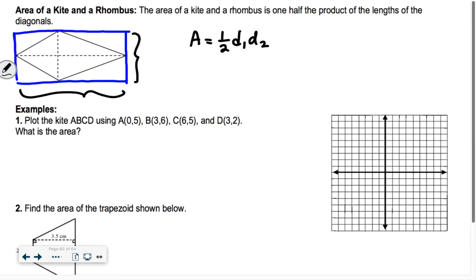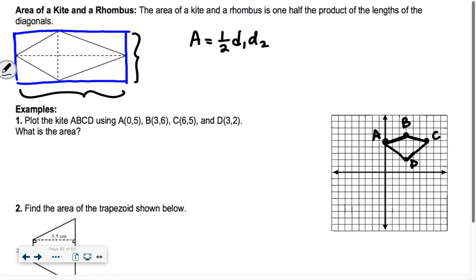Okay, so number 1, it says plot the kite ABCD using A is (0, 5), B is (3, 6), C is (6, 5), and D is (3, 2). Okay, so we get a kite.